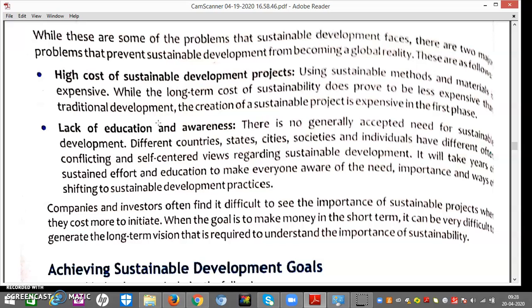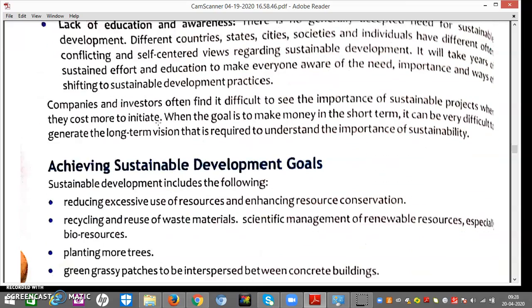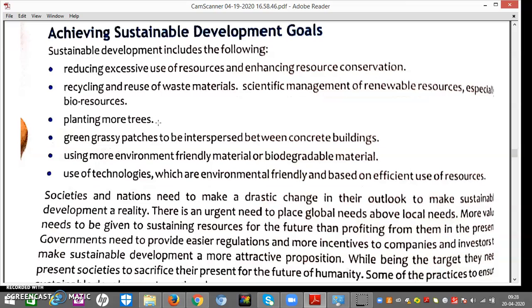Companies and investors often find it difficult to see the importance of sustainable projects where they cost more to initiate. Means cost, higher cost, lower costs are a factor. When the goal is to make money in the short term, it can be very difficult to generate a long-term vision. Now, achieving sustainable goals, let me show some points.